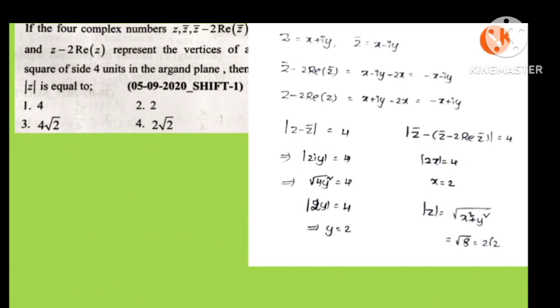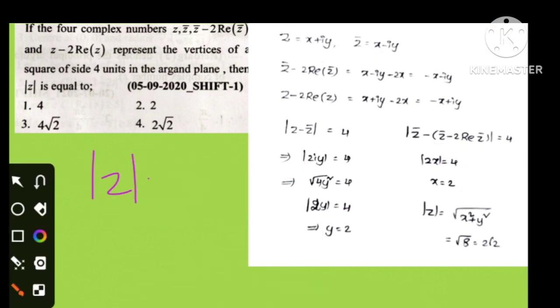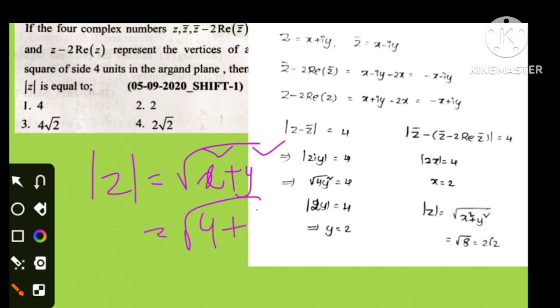But what is the given question? You want the mod z value. And what is the mod z formula? Square root of x square plus y square. Now replace the values. x is equal to 2, x square is 4, y is equal to 2, y square is 4. Root 4 plus 4, root 8, is equal to 2 root 2. That is nothing but the last option.